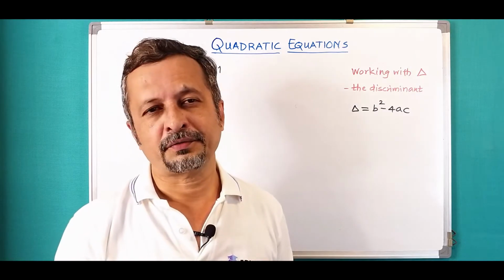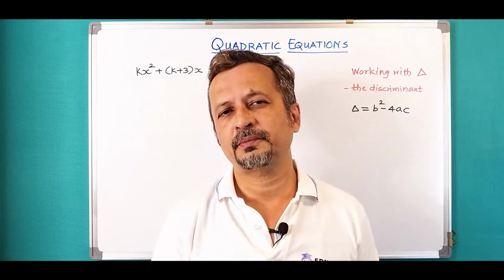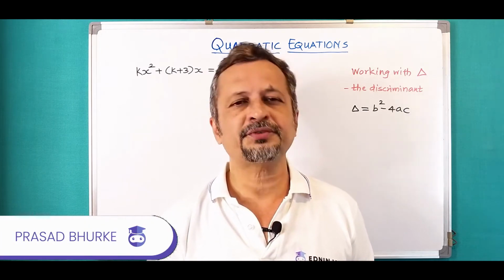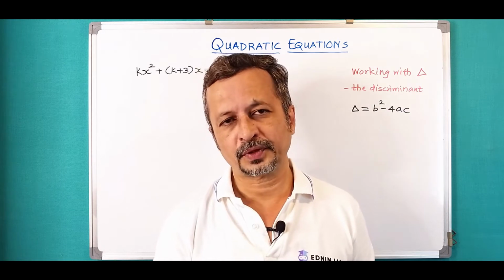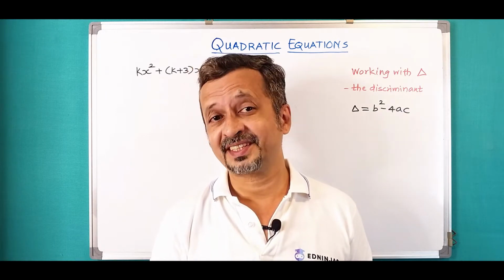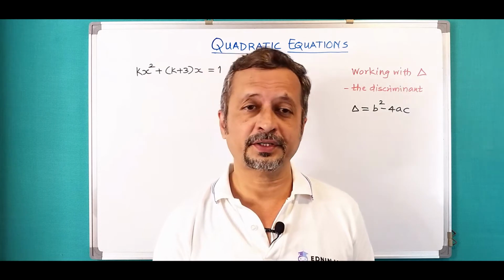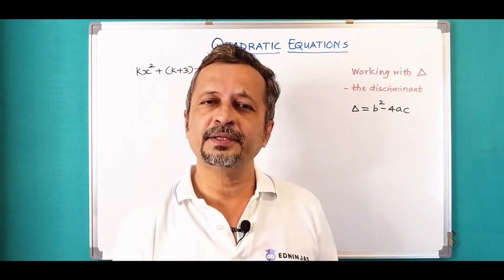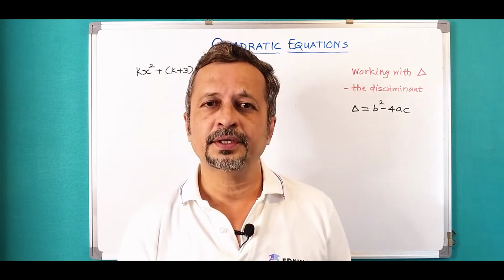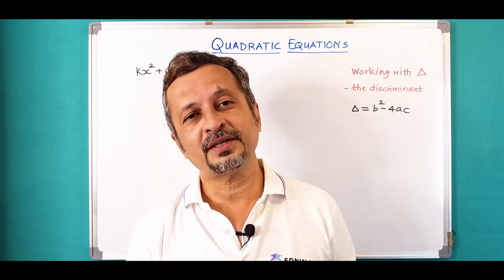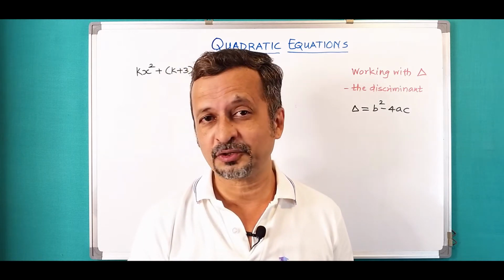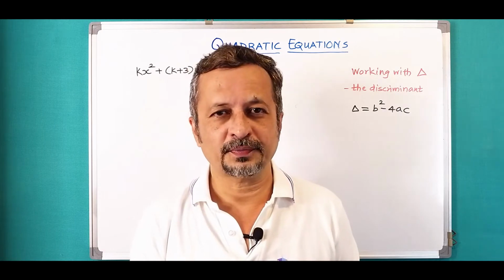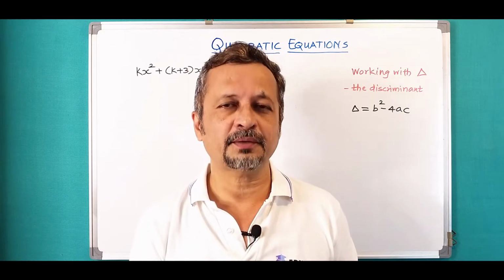For solving quadratic equations, we have seen three methods. Method number one was factorizing, number two was completing the square, and number three was using the quadratic formula. We have also seen what the discriminant of a quadratic equation is. The discriminant is b square minus 4ac, and depending on its value, it will decide whether you are going to get real and distinct roots, or real and equal roots, or no real roots. So let us start working on the discriminant now.